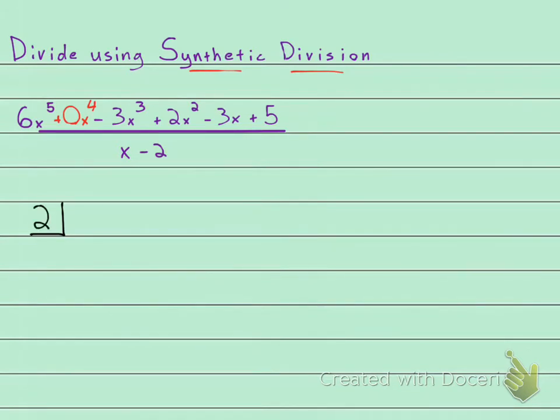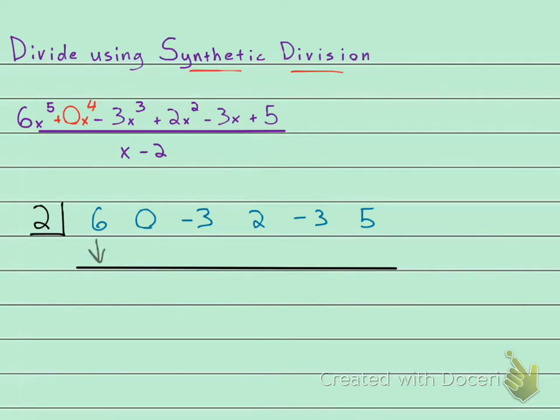And now we're going to write down all of our coefficients from this big polynomial. 6, 0, negative 3, okay, make sure you know that it's negative. 2, another negative 3, and then 5. And now for synthetic division, all we're going to do is multiply and add. Make a straight line here. Okay, here we go. First, drop down the 6.